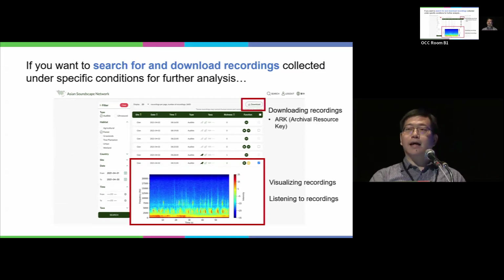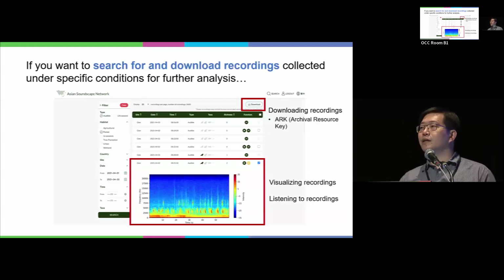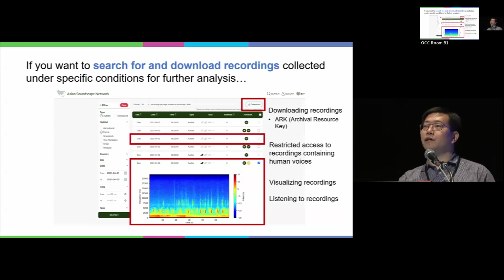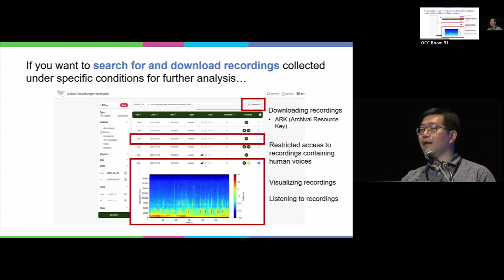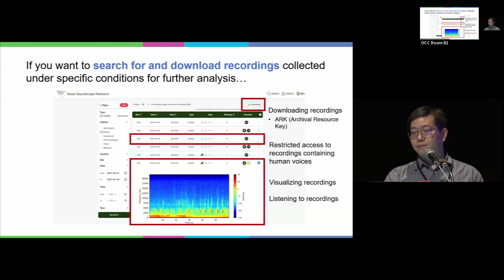You can then download the selected recordings, and each download will be assigned an ARK, which is similar to a DOI, providing a persistent identifier for easy citation and tracking of data use. However, to protect personal privacy, the recordings containing human voices cannot be played or accessed directly, although their derived data remain available to the users.